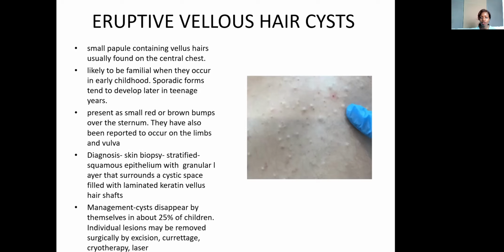So the diagnosis may not be certain, because there is also another condition that may appear like this. When you have patients who have, I'm forgetting the name, but I'll remember it. But if you want to make the diagnosis, you do a skin biopsy where you see stratified squamous epithelium with a granular layer surrounding a cystic space. Management is that most of these tend to disappear by themselves in about a quarter of the children affected, and individual lesions may be removed surgically by excision, curettage, or laser.